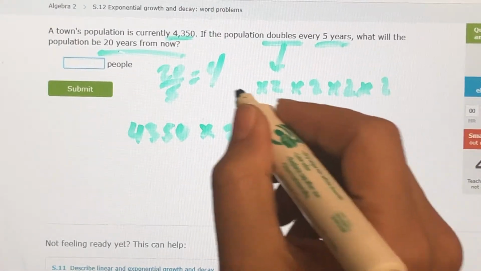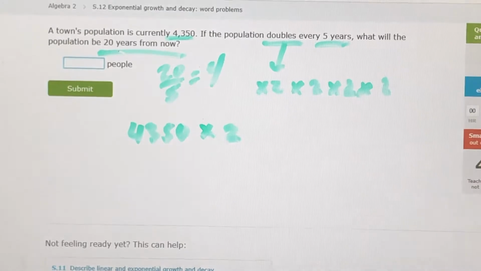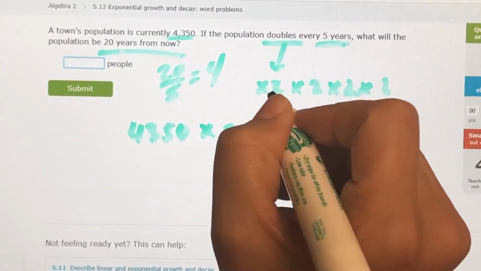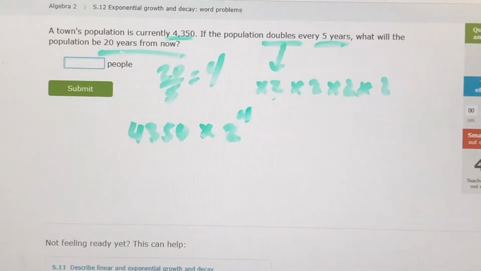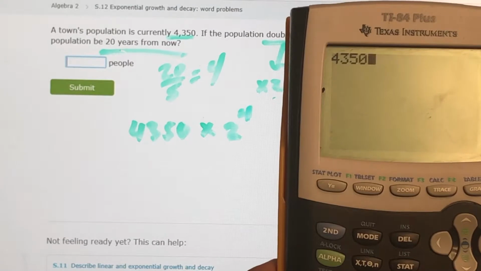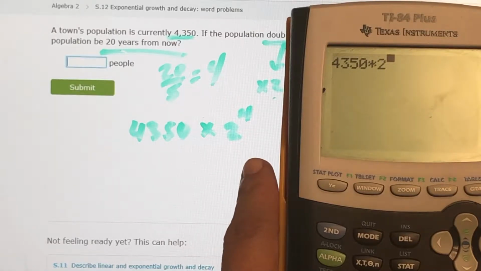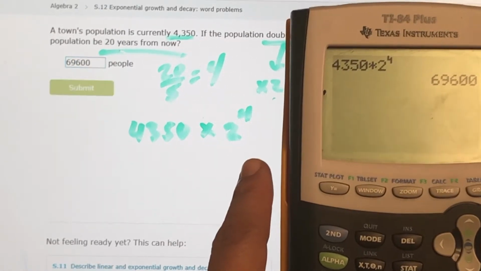So you're going to double it 4 times. You can just take this number and double it 4 times, or you can put this as an exponent. This is the base, and how many do you have? 4. And you just put that into the calculator. So it's going to be 4350 times 2 raised to the 4th power. So it's 69,600.